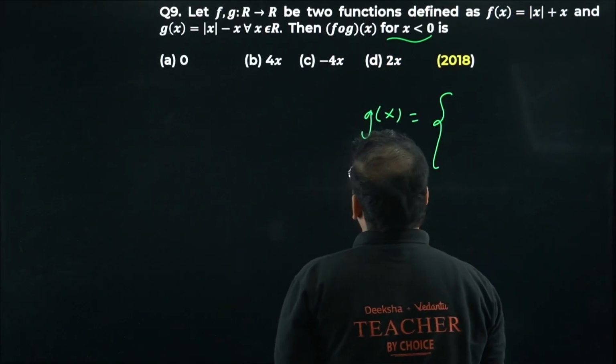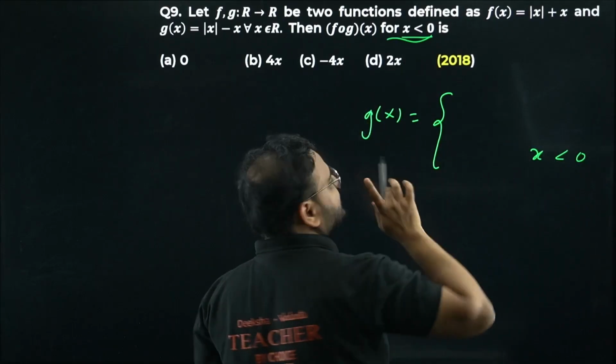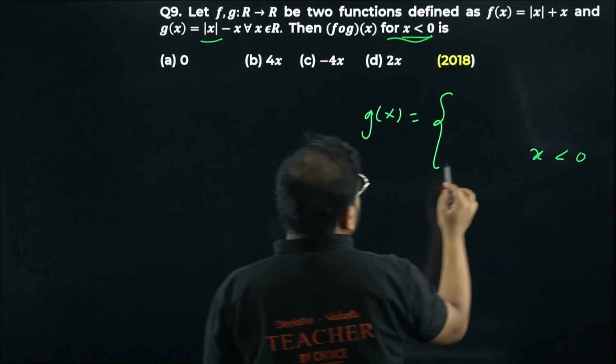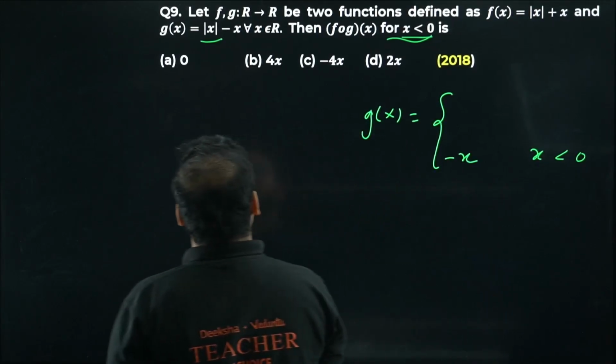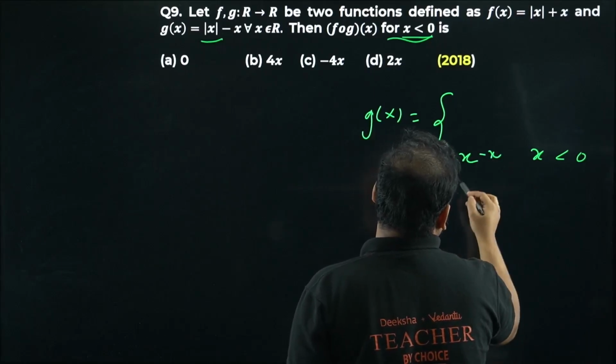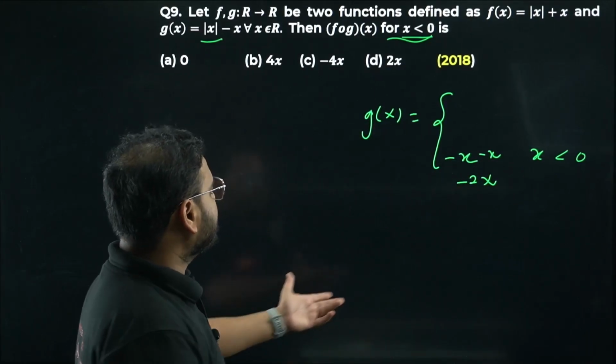Let's define g(x) first. We're talking about only x less than 0, okay? We'll not get into anything else. For x less than 0, what will happen to mod x? It'll open with a minus sign, and it'll be minus x only. What do we have? Minus 2x. Minus 2x, okay? Great, good for us.